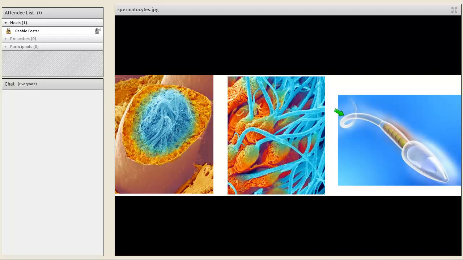And this movement changes as it gets closer to the egg. It goes from what we call progressive motility, where it's moving in a fairly straight line fairly rapidly, to more of a jerking motion as it's undergoing acrosome reaction and capacitation.